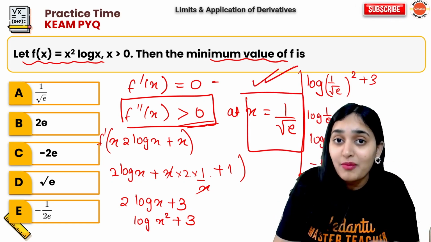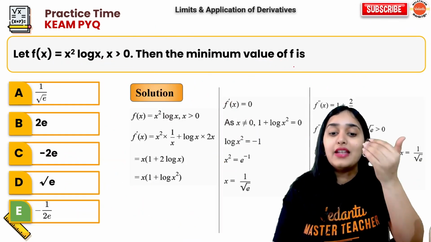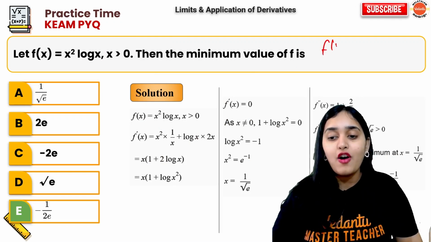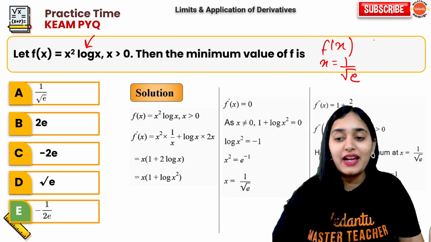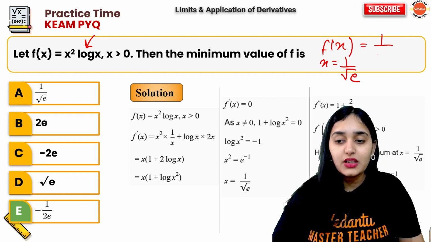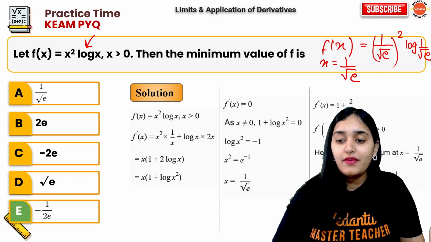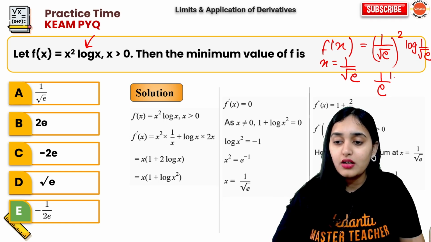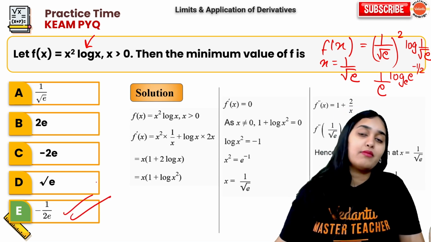So till now we are just determining whether the x value is correct or not. The x value is correct because f double dash x is coming greater than 0. So now at the end I will find out f of x when x is 1 upon root e. What do you get? You get 1 upon root e whole square into log 1 upon root e. So this is basically 1 by e log base e to the power minus 1 by 2. So minus 1 by 2, friends. So it becomes minus 1 by 2e.